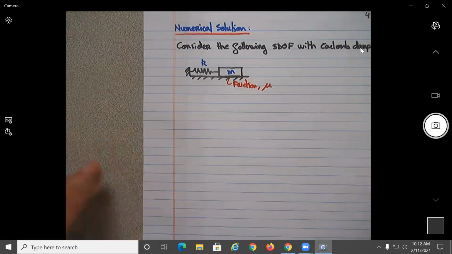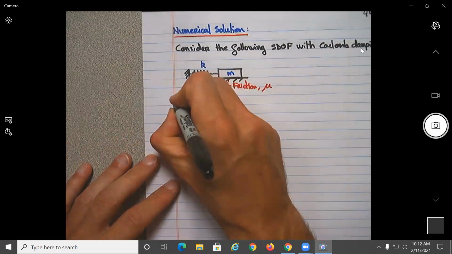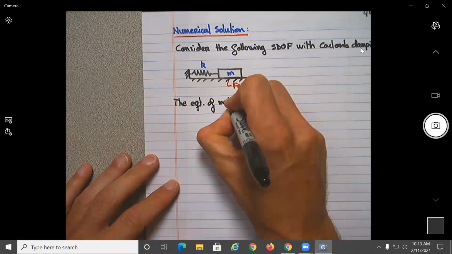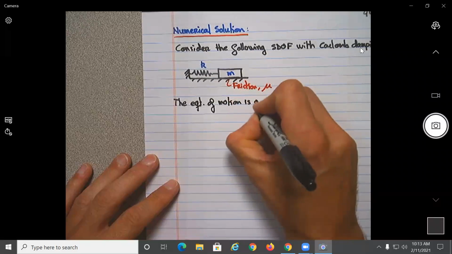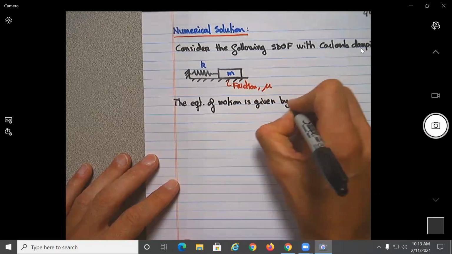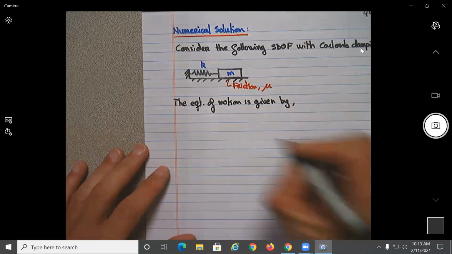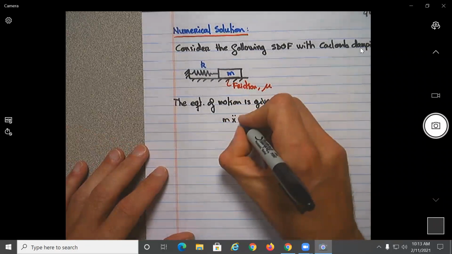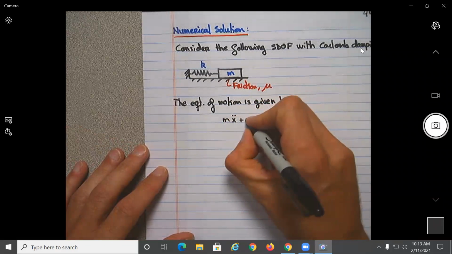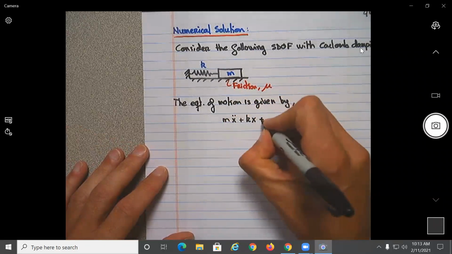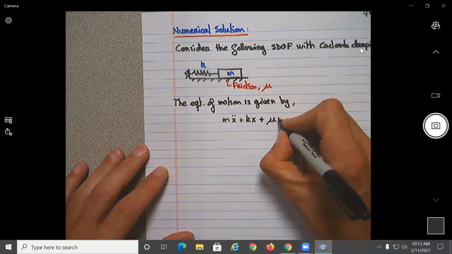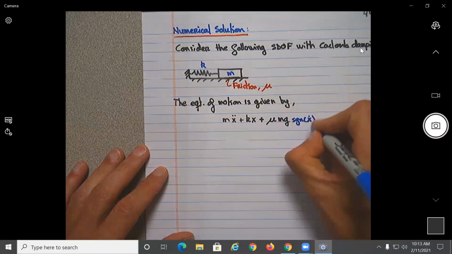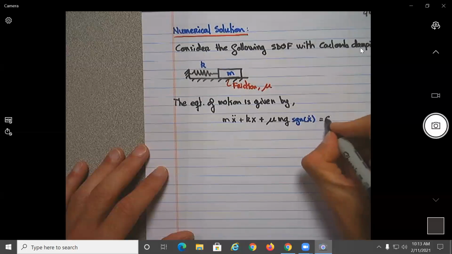Okay, so I'm not going to redo the derivation. So the equation of motion is given by the equation we just derived. Leave some space over here: m x double dot plus k x plus mu m g sign of x dot equal to 0.